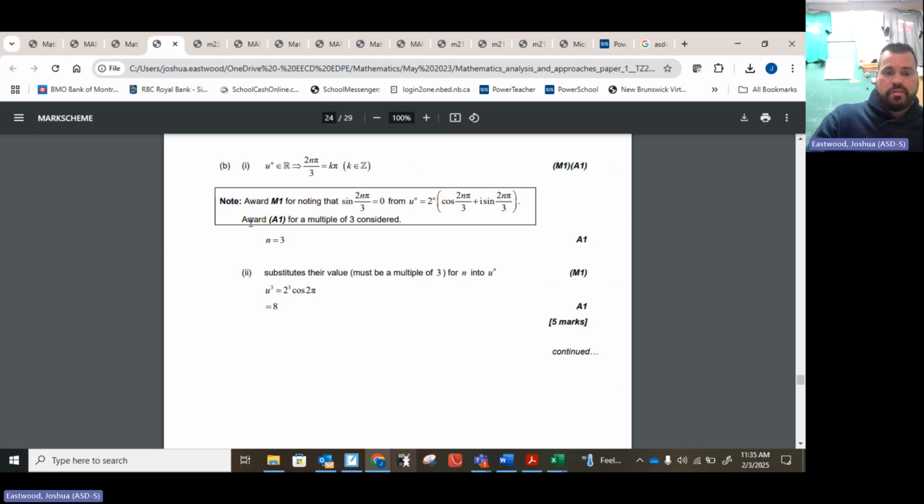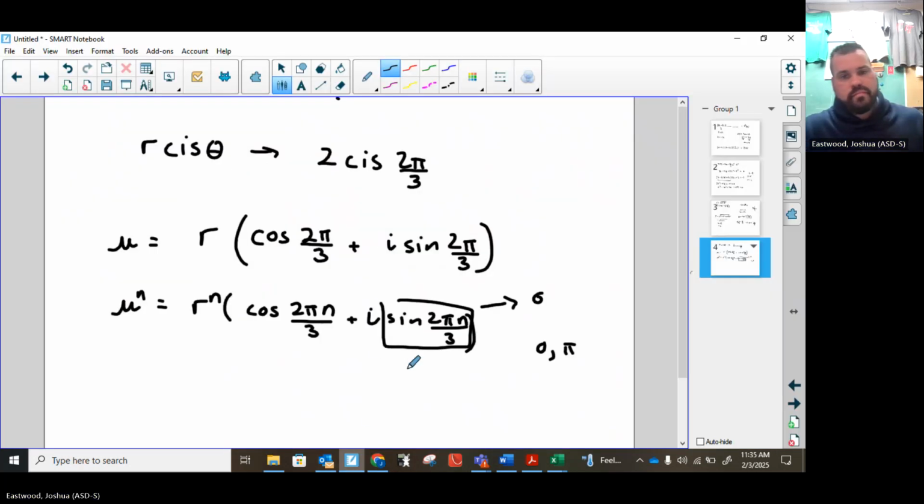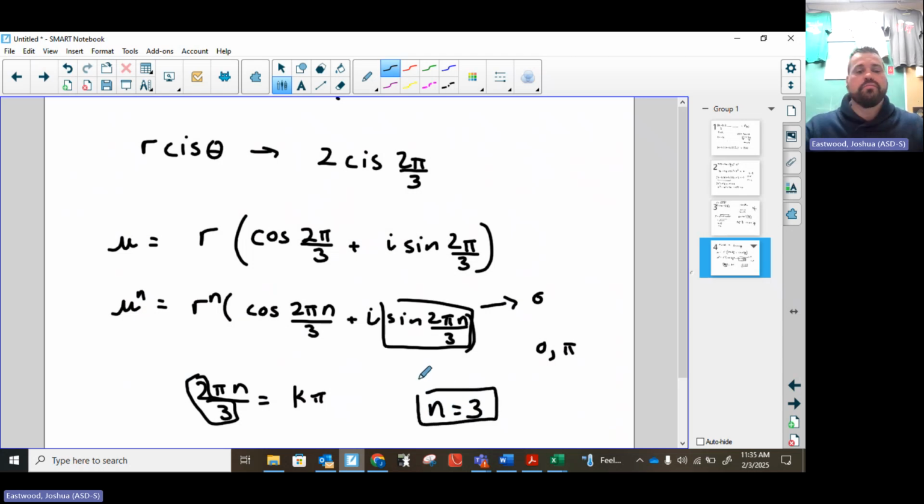So in order for that to happen, if I want 2πn/3 to equal some multiple of pi, so let's say kπ, then I have to just recognize that I need to get rid of that fraction. And in order to get rid of that fraction, I have to multiply it by 3. So my n value is going to be 3. That's the smallest value, because that will then give me 2π, and I'll be able to get a 0 value for sine. So that's where they're getting n equals 3.